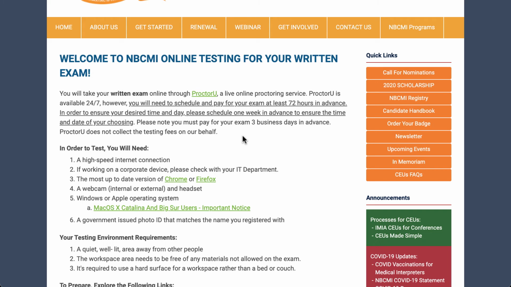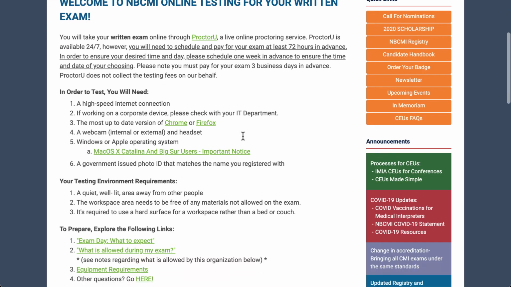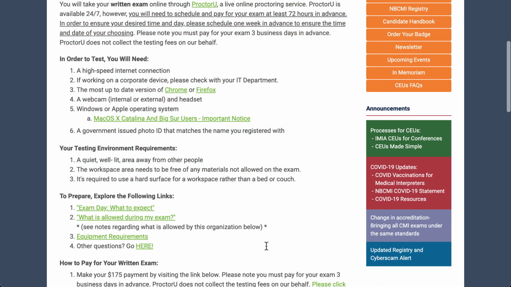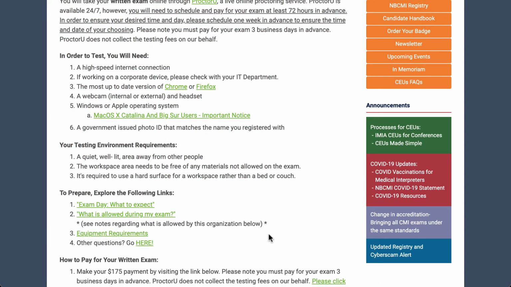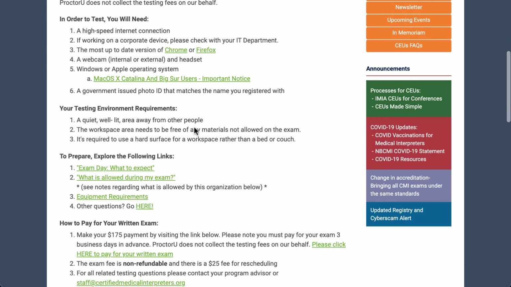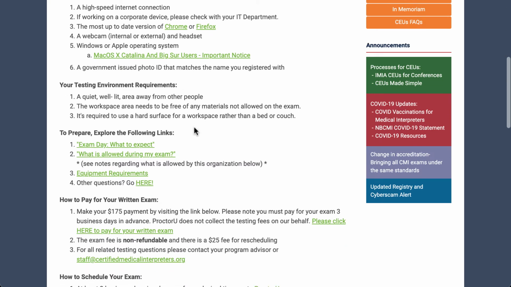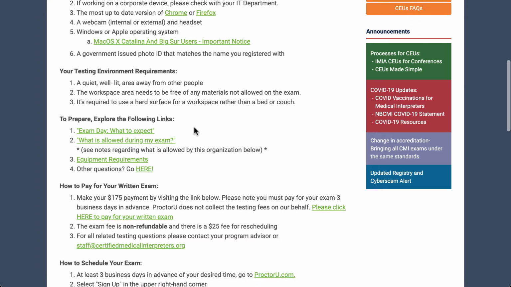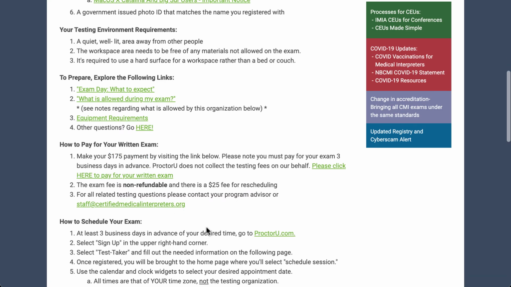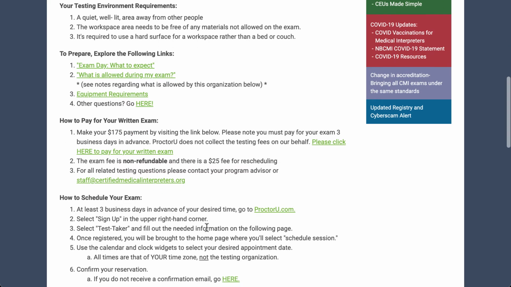What's the point? Just do it. So for the written exam, they will lay out everything that you need to know in terms of the tech requirements, environment, things like that. It will be all there, so I don't think I need to really say much about it. The payment is $175 US. Yes, pretty expensive. However, the oral exam is going to be more expensive, and there is a non-refundable rescheduling fee if you ever need to reschedule.